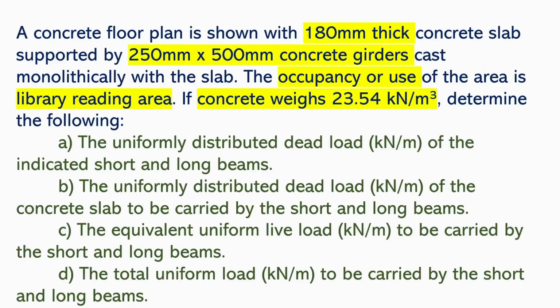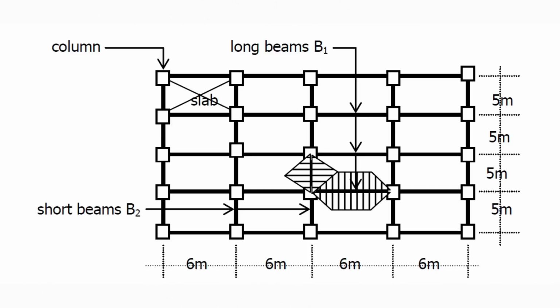We have to find the uniformly distributed dead load of the indicated short and long beams, the uniformly distributed dead load of the concrete slab to be carried by the short and long beams, the equivalent uniform live load, and also the total uniform load. This is what our floor system looks like. All short sides are 5 meters, and all long sides are 6 meters.